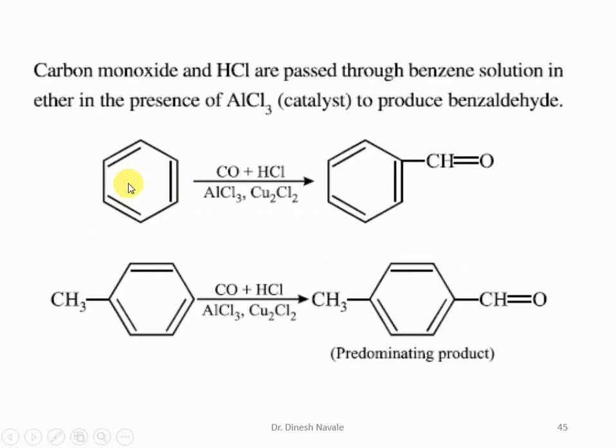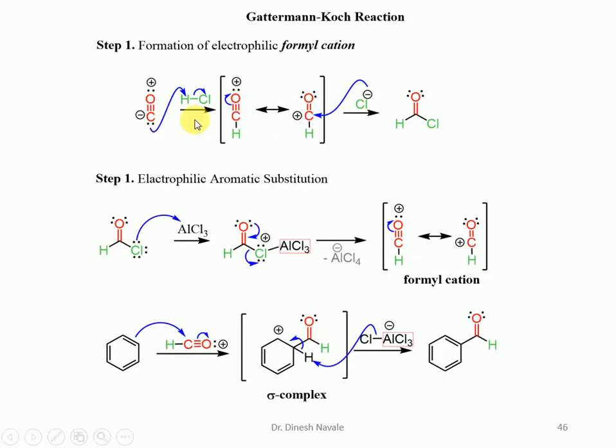So this is also the same thing. We observe benzene with carbon monoxide, HCl, aluminum chloride, cuprous chloride, Cu2Cl2, gives benzaldehyde. If it is toluene, the methyl group is an electron donating, ortho para directing group, but due to steric crowding at the ortho position, we get formylation only at the para position, and we get preferably only 4-methylbenzaldehyde as the major product by the Gattermann-Koch formylation. This is the mechanism that we already discussed in the previous slide.